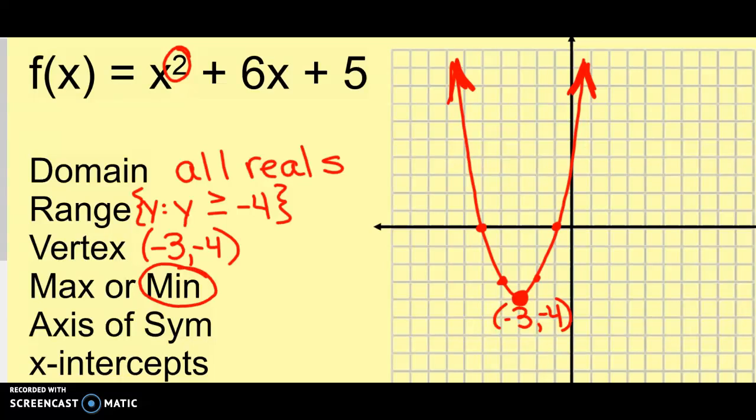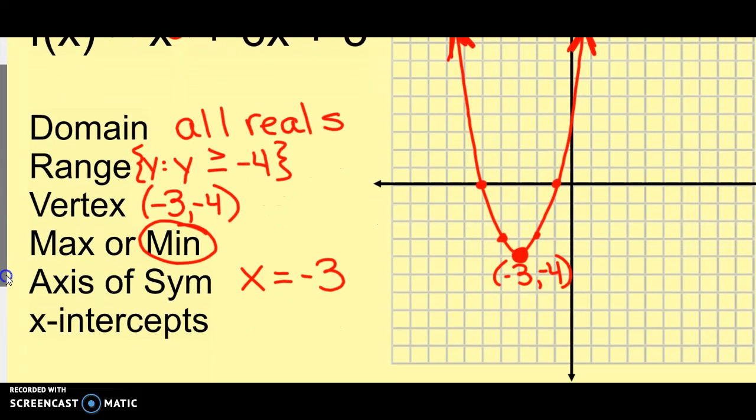Now we're going to use our vertex again to find the axis of symmetry. Since the axis of symmetry is an x line, a line that is vertical, x is equal to whatever the x value of the vertex is, which is going to be -3. There you go, you're done with that.